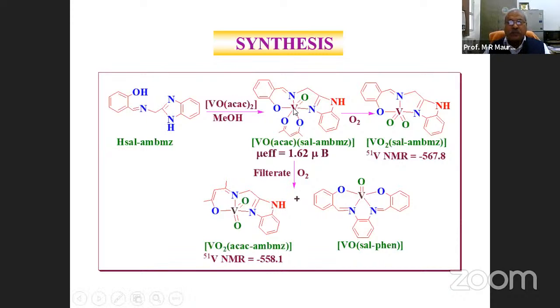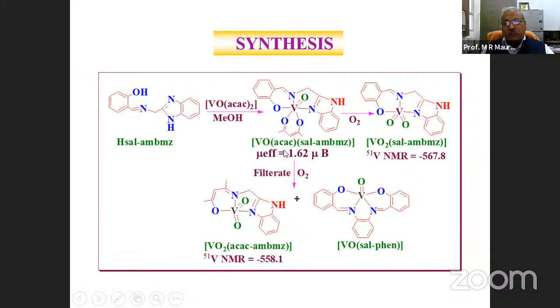As expected, we should get a vanadium(IV) compound. In fact, we got a vanadium(IV) compound. We characterized that one of the acetylacetone units is still attached to this one, and we got this octahedral compound with a relatively good magnetic moment, as expected for that.